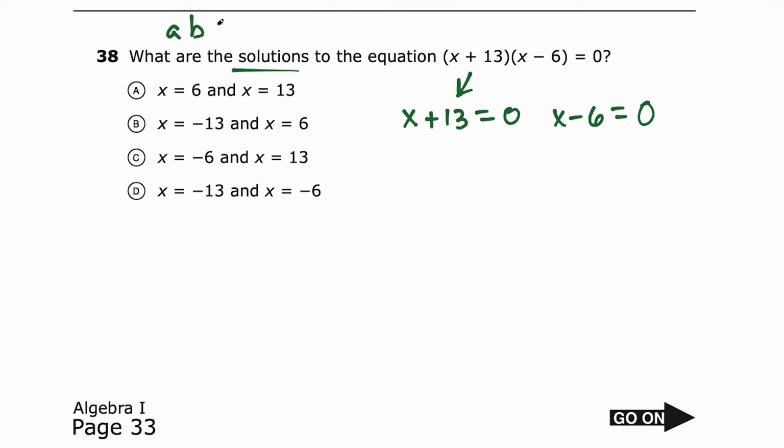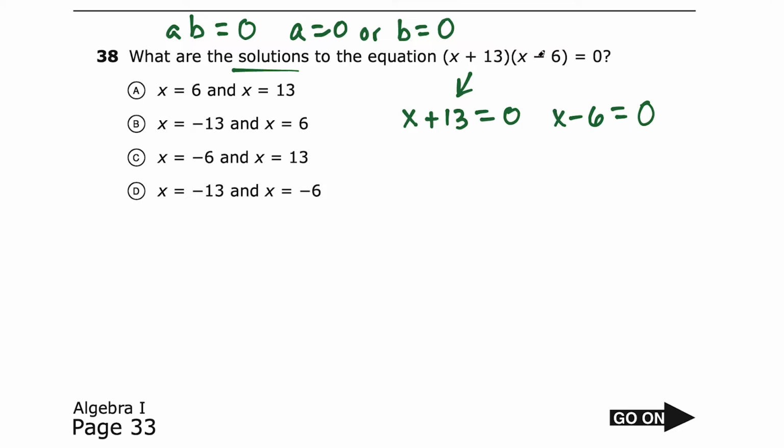Because the idea is anytime you have a product of two numbers, like let's say a and b, the only way the product would equal 0 is that either a is equal to 0, or b is equal to 0, or both a and b are equal to 0. Okay, but basically anytime we have a product, one of these factors has to be 0.